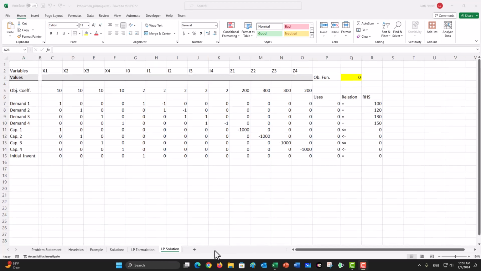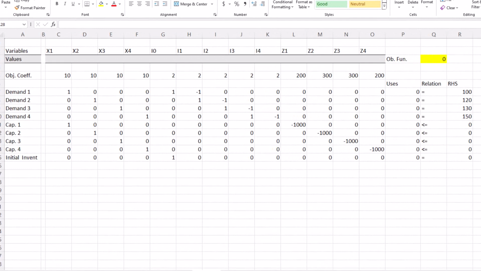I have set up the linear programming model to be used with solver in this worksheet. If you're unfamiliar with how to use solver to solve linear programming problems, please visit Management Science Studio and watch my video on how to use Excel solver. So our variables are up here in the second row, starting with the production variables x1 through x4, the inventory variables, and we have the I0, which is the beginning inventory, and I1, I2, I3, and I4, and then our set of variables that are z1 through z4.